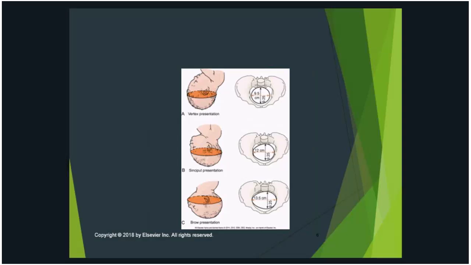Vertex presentation is the top one. I can't see. And brow presentation, that's most likely going to be a C-section as well.